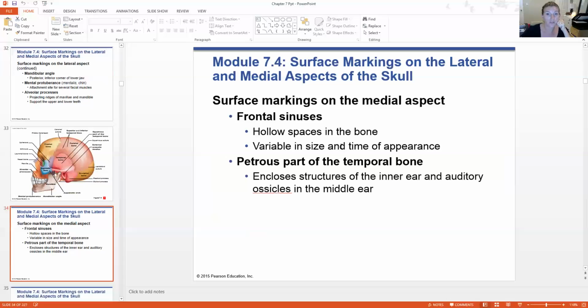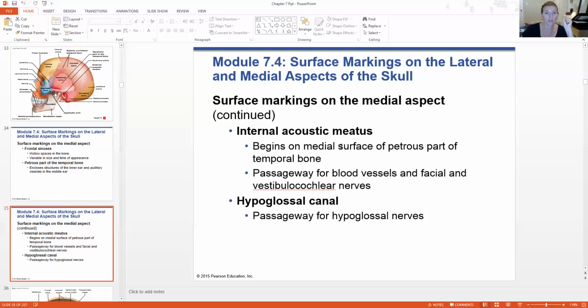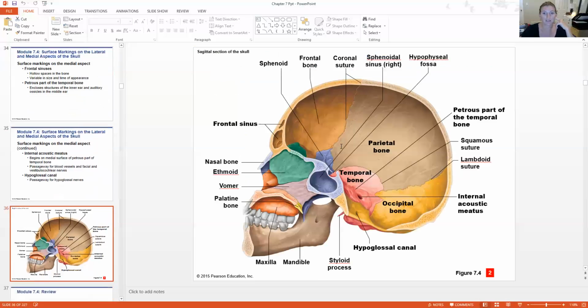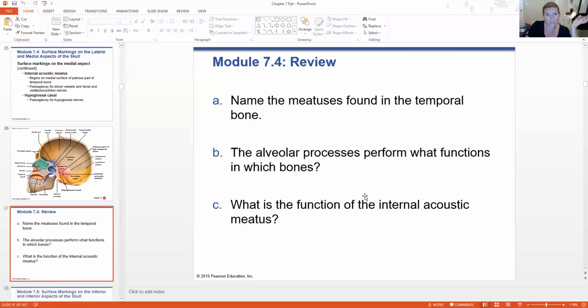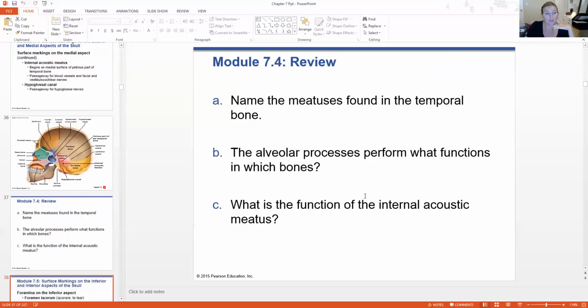We also have frontal sinuses, which are the hollow spaces in our frontal bone, and the petrous part of the temporal bone, which encloses the area of the middle and inner ear. The internal acoustic meatus is on the medial aspect of our skull, and the hypoglossal canal, which is a passageway for hypoglossal nerve. You can see that hypoglossal canal and the internal acoustic meatus, sometimes called the internal auditory canal. You can pause the video, go back and review.